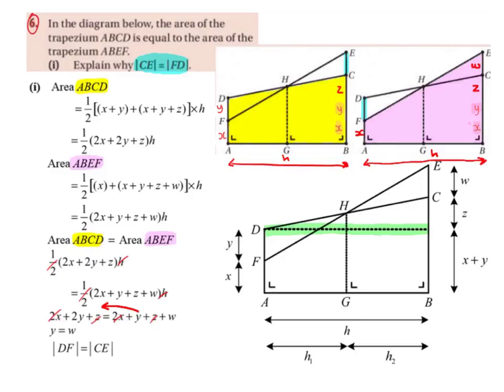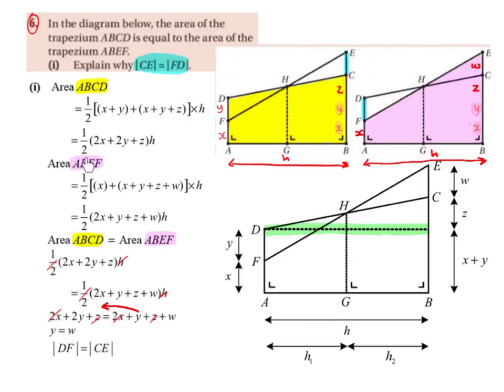So it's going to be half multiplied by the first parallel side, which I'm going to call X plus Y, plus the other parallel side, which I'm going to call X plus Y plus Z, all multiplied by the height, which is just H. So X plus X is 2X, Y plus Y is 2Y, we've just got the one Z, so we get half times 2X plus 2Y plus Z, all multiplied by H.